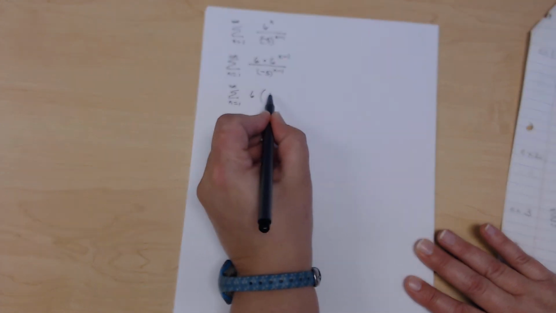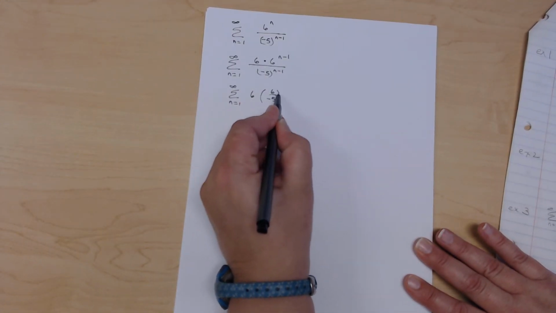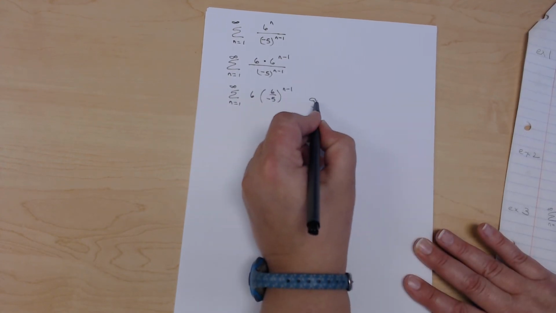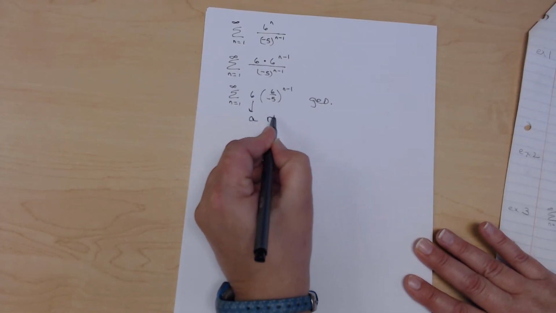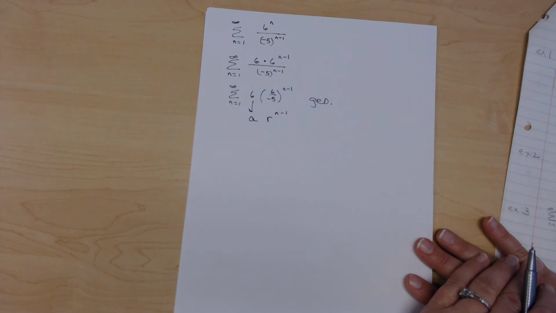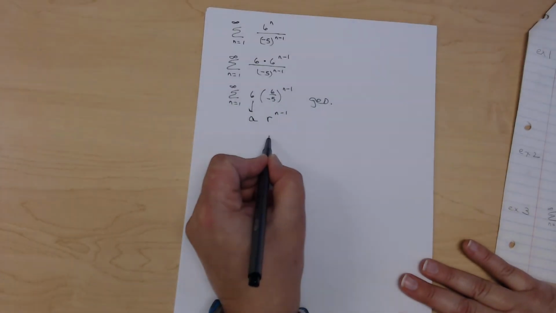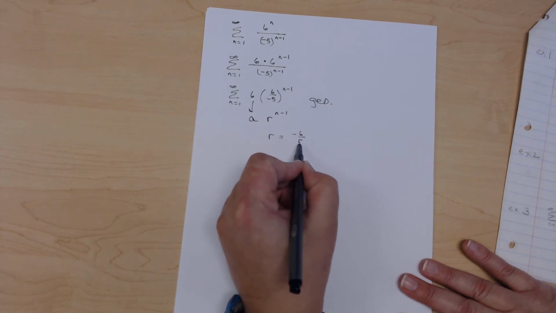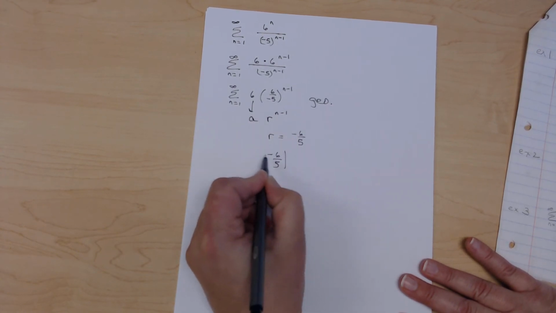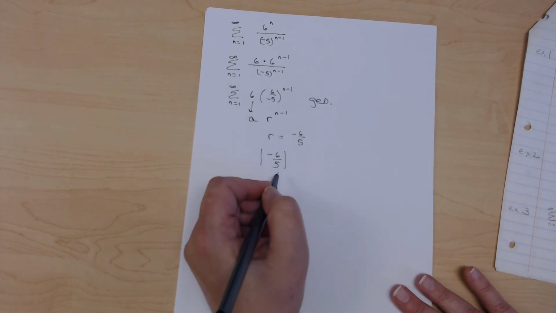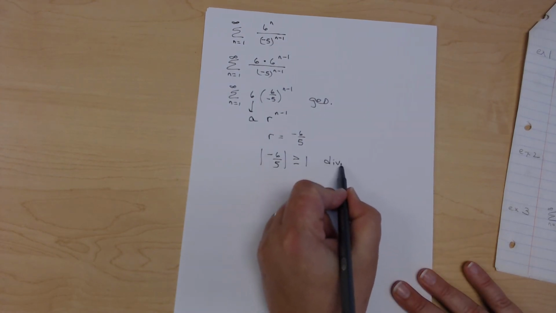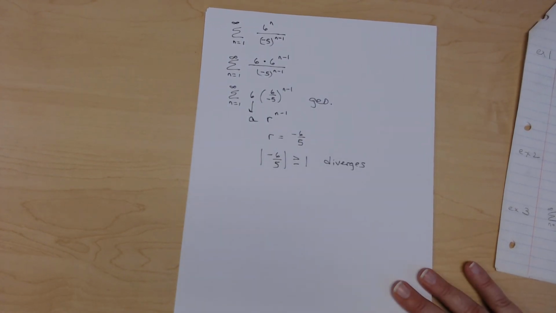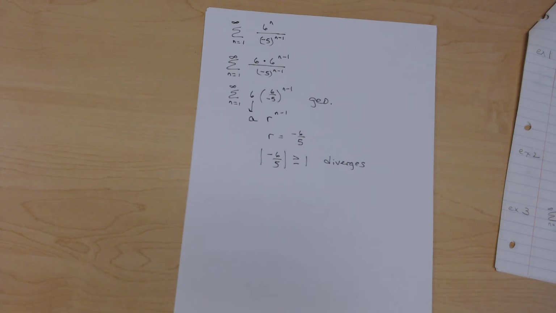6, and then I'm going to do 6 over negative 5 to the n minus 1. And now that officially is geometric. This is my a, and this is my r to the n minus 1. Okay, so my r is negative 6/5. What about the absolute value of that? If it is greater than or equal to 1, then it automatically diverges.